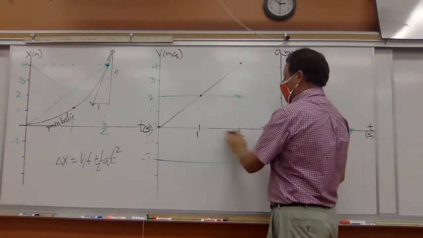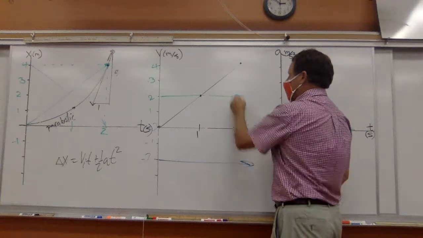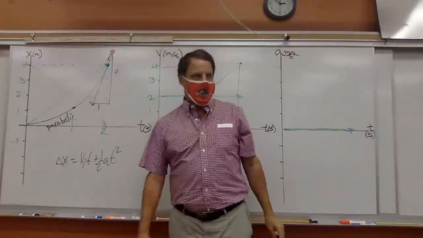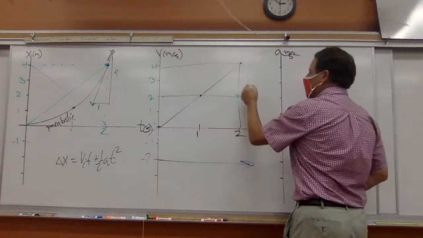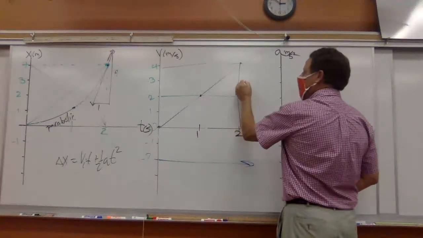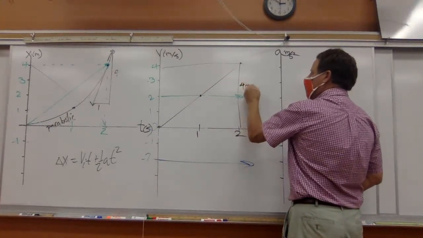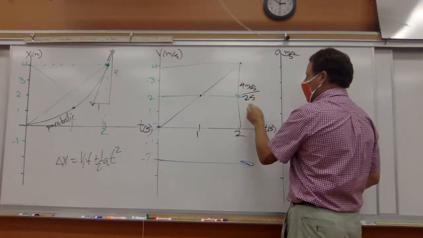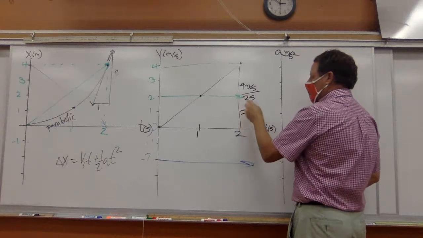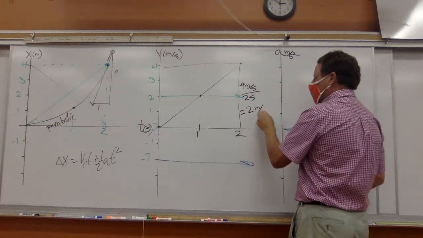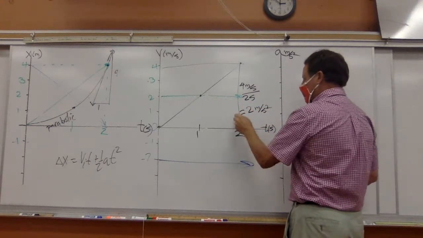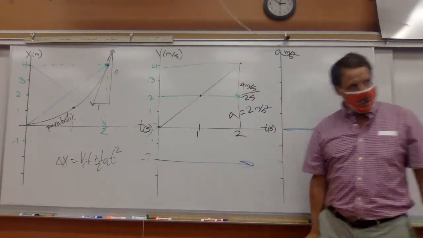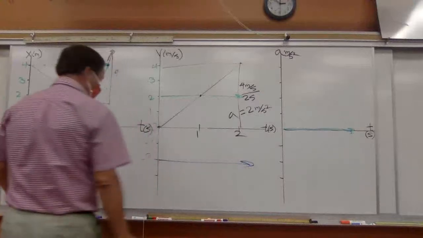It is 2, because we're going to go up 4 over 2, except this is not 2 meters per second squared, okay? The rise is 4 meters per second, and the run is 2 seconds, and that is going to give us 2 meters per second, which is going to give us 2 meters per second squared.